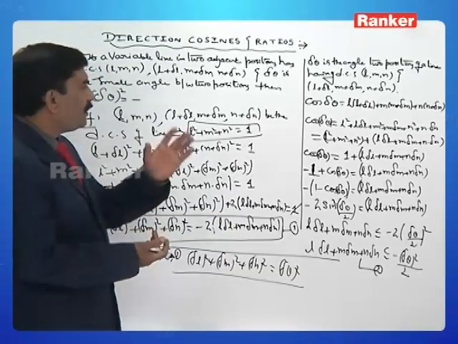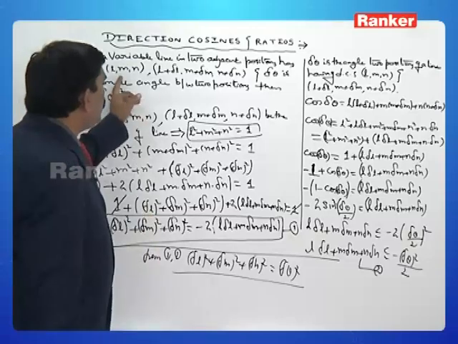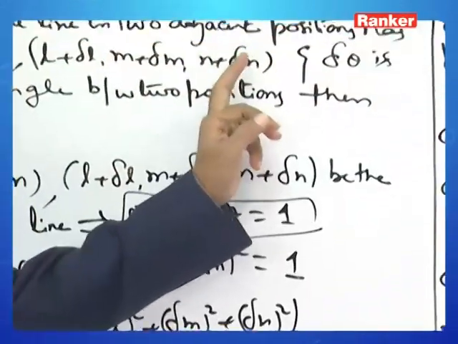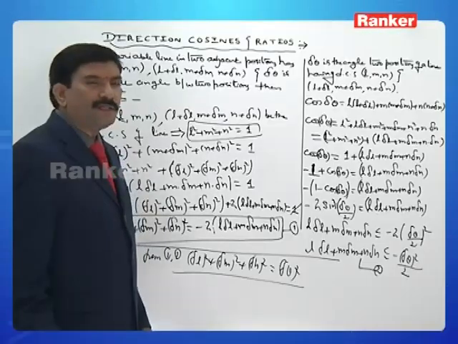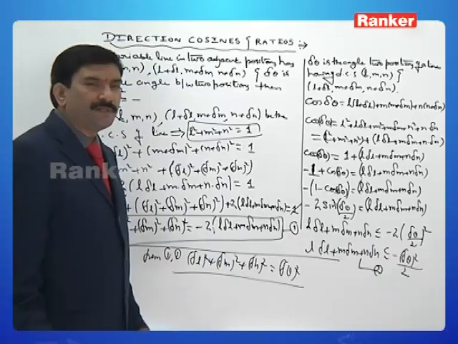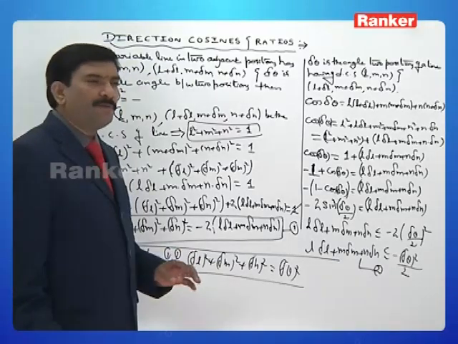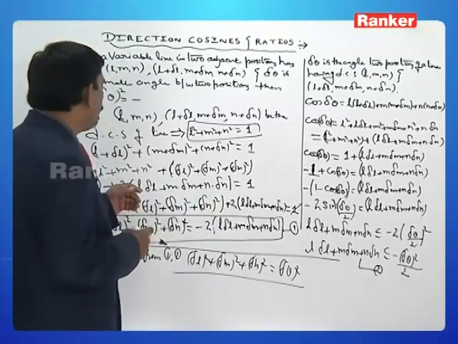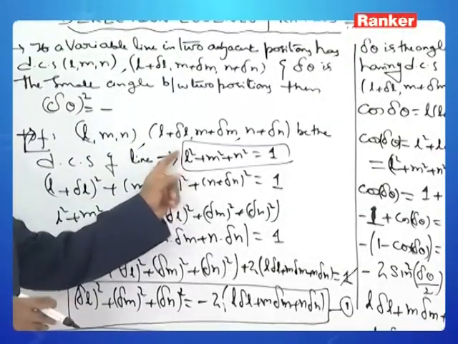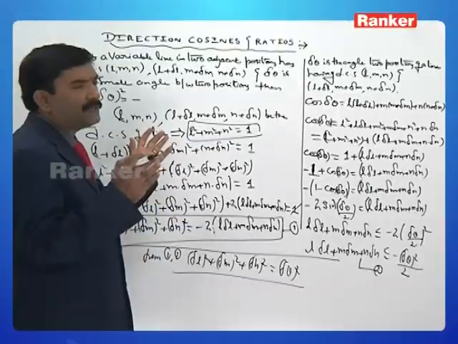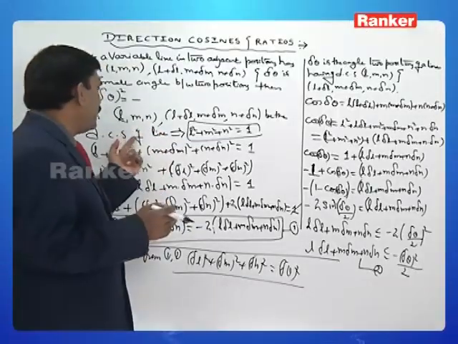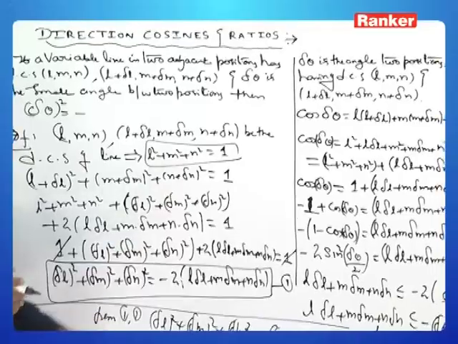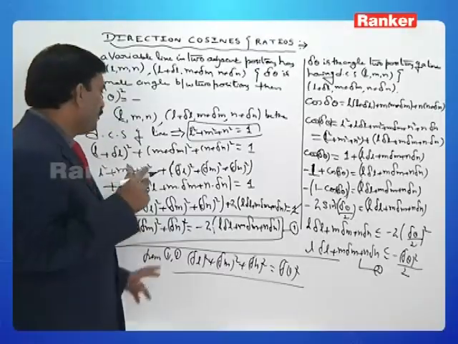Now look here, let us recall in detail. L, M, N and L plus dou L, M plus dou M, N plus dou N are the DCs of the line in two adjacent positions, and the angle between them is dou theta. So when they are DCs of a line, we know that the relation between direction cosines of a line segment, L square plus M square plus N square, is equal to 1.